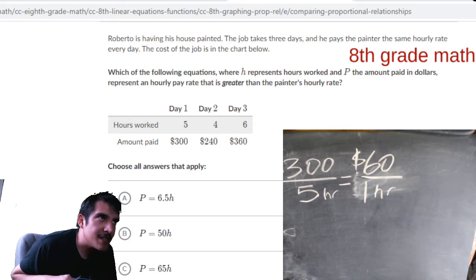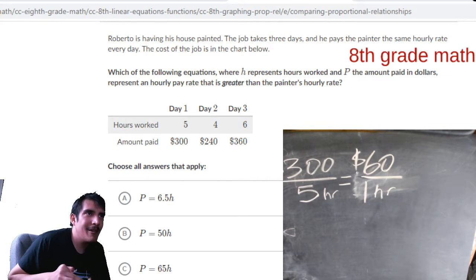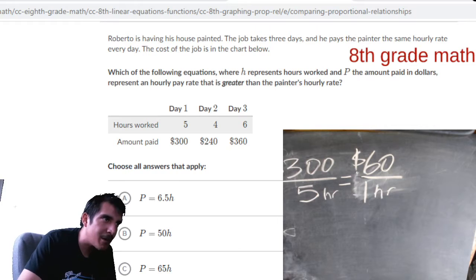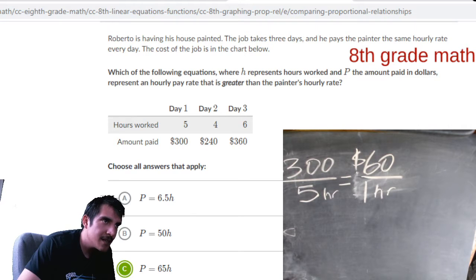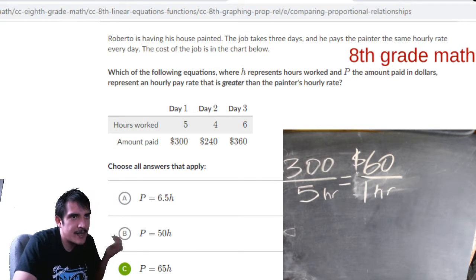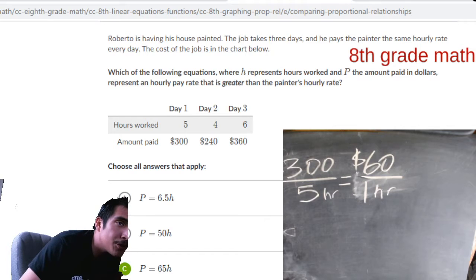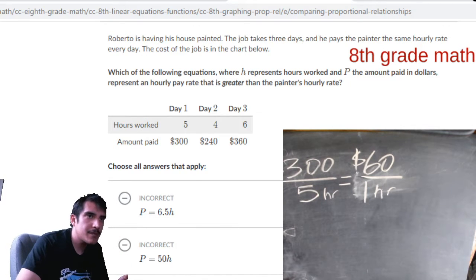So the question is, which of the following equations represents an hourly pay rate that's greater than the painter's pay rate? The painter's pay rate is $60 per hour. Let's look at our options. 6.5, no. 50, no. 65, yes. P equals 70 times H, yes. Both of these equations show a rate that's greater than $60 per hour. So let's select both of those and check. Hooray! Next question.